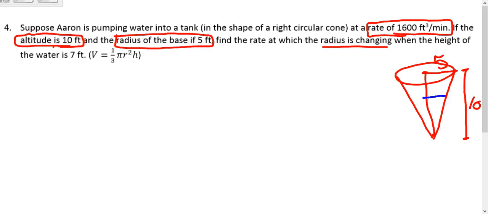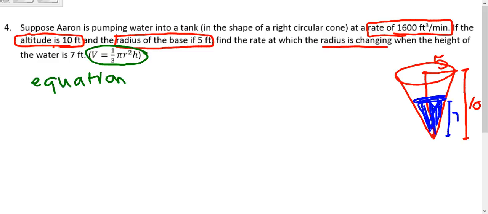So when we have our water, here's our water, nice and blue, at 7. Not to scale, nobody's perfect. And I gave you your equation. So those are the three things: the equation, what is given, and what do we need to find?